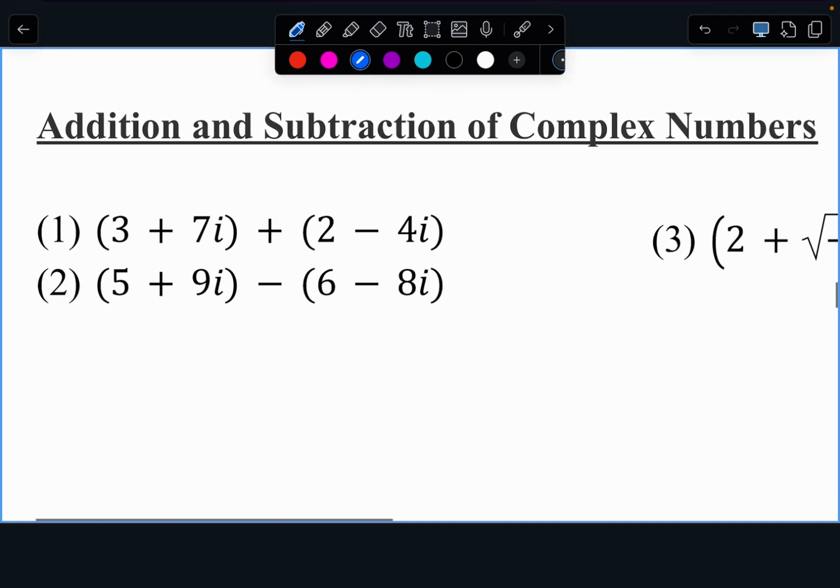So looking at number 1, we have 3 plus 7i plus 2 minus 4i. I promise it is not as complicated as it looks.